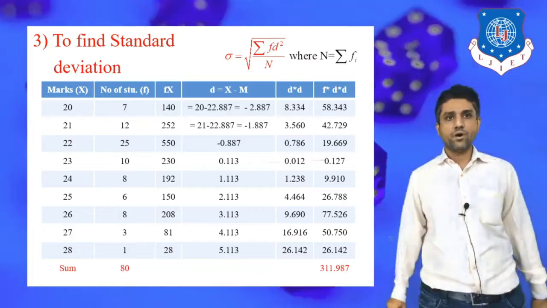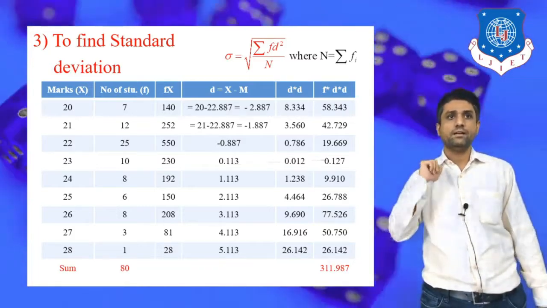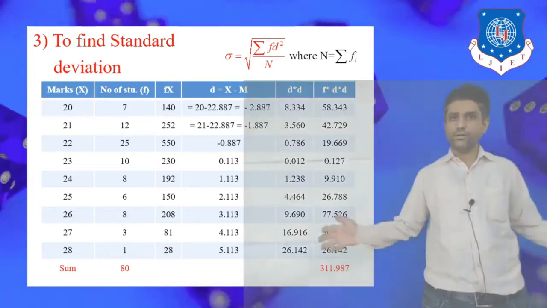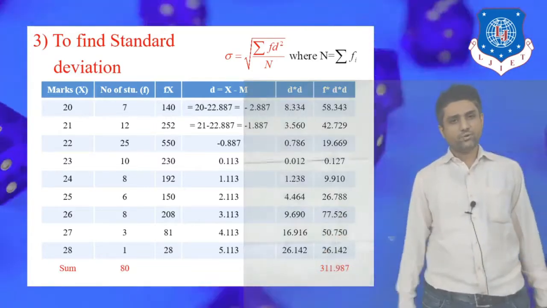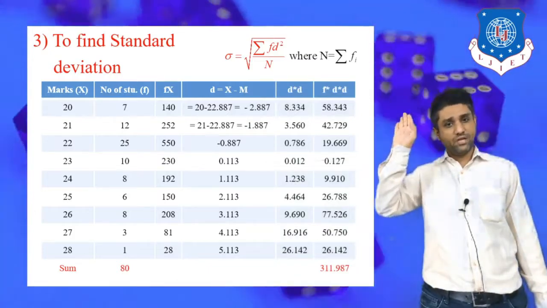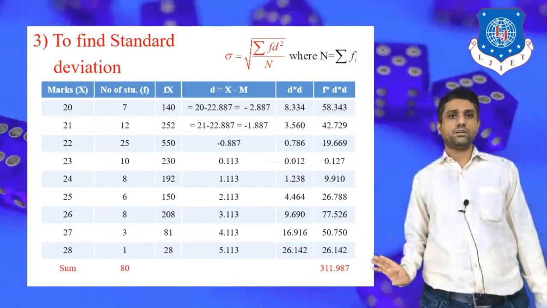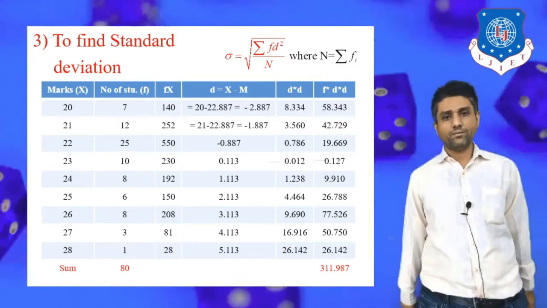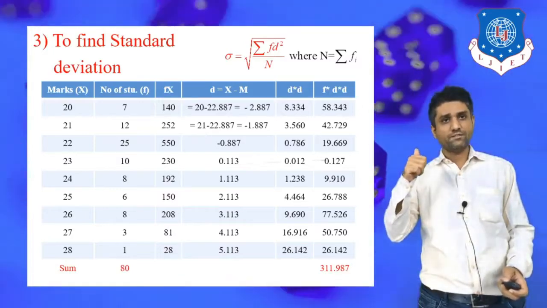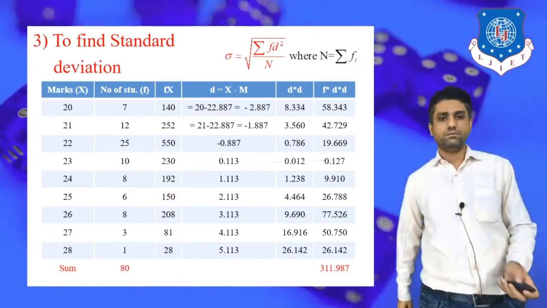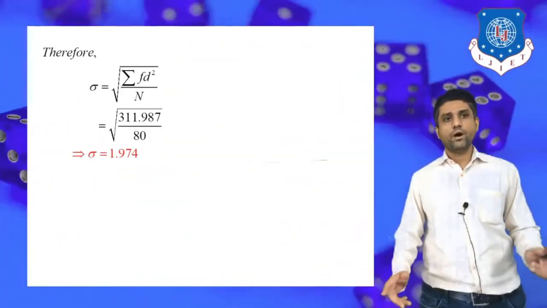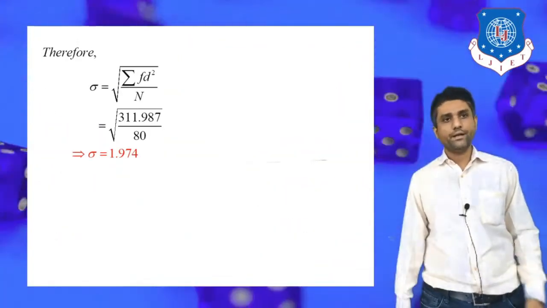And at the last we obtain f into d square. Just like 7 into 8.334, so it leads to 58.343. And we are interested in calculating the sum of f d square. So we just find the sum of every element of the last column. It leads to 311.987. Plugging all these values into the formula given at the top margin, we get the standard deviation as 1.974.